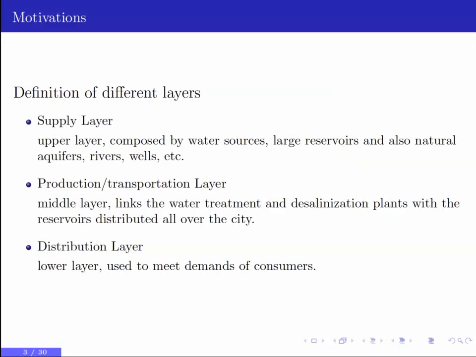From the functional perspective, a regional water network has been divided into supply, transportation, and distribution, 3 layers. Among them, the supply layer is the upper layer, which mainly includes water resources, open channels, and large reservoirs. The transportation layer is the middle layer and links water treatment plants with the reservoirs distributed all over the city. The distribution layer lies inside the demand nodes of the transportation layer, and it mainly meets demands of specific customers.